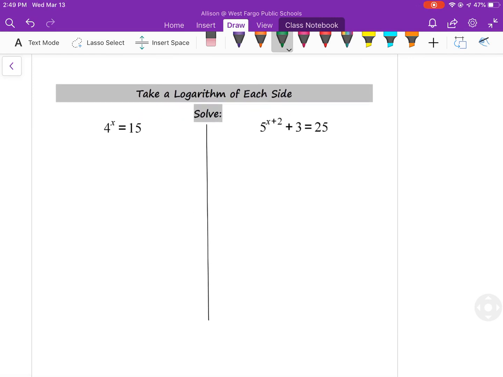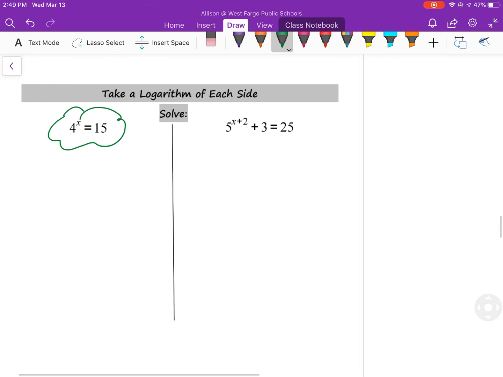Another method of solving is taking the log of each side. So I'm going to do the second one. This is a review from day 1. We did ones like that yesterday or in the 9.4a notes. So I'm going to do number 2 here because it's a little bit more tricky.